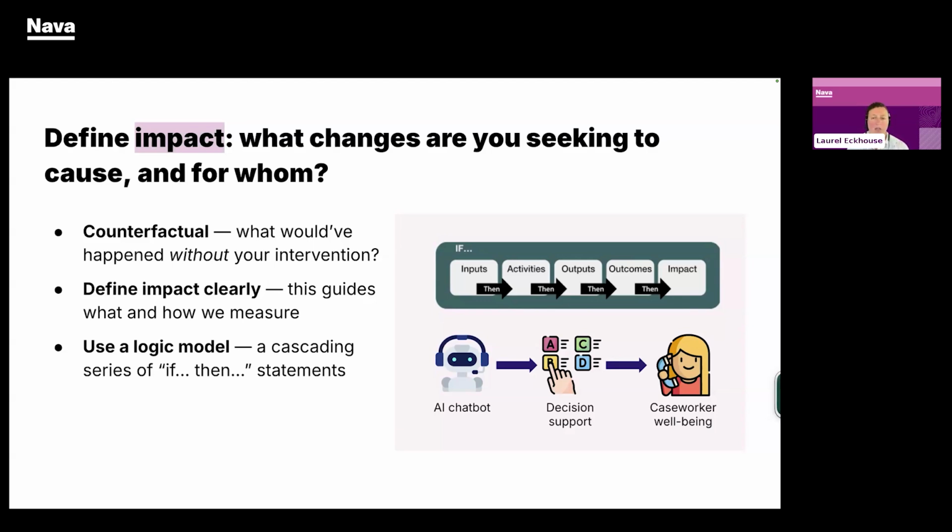One way to structure your thinking about this is to use a logic model or a theory of change. So it's a sequence of if-then statements that help explain how your intervention would work. So in this case, right, we're thinking about if we launch an AI chatbot, then caseworkers will have access to some decision support. And if caseworkers have access to this decision support, then caseworker well-being will improve. Right? That's our theory of change. That's our theory of the mechanism from which getting an AI chatbot leads to some kind of outcome. In this case, benefits for caseworkers.